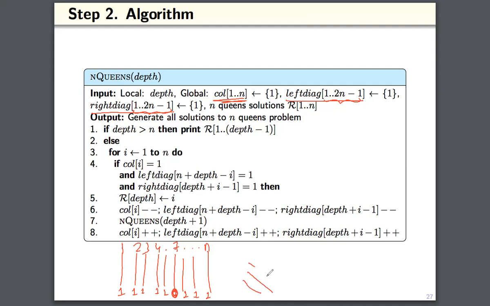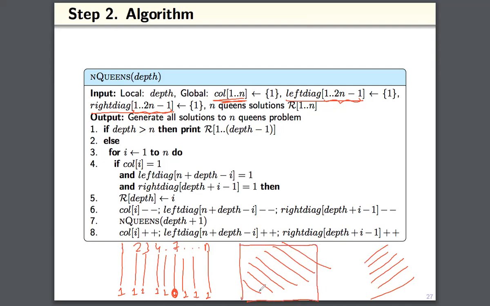Similarly, left diagonal means this, right diagonal means this. The number of diagonals is 2n minus 1. If you look at it, there are 2n minus 1 diagonals in a square: 2n minus 1 left diagonals, 2n minus 1 right diagonals. Again, all these are initialized to 1. 1 means currently no queens are placed. No queen is placed in this particular diagonal, no queen is placed in another left diagonal, and so on. Initially, everything is empty, so we set it to 1 in all these columns, left diagonals, and right diagonals.